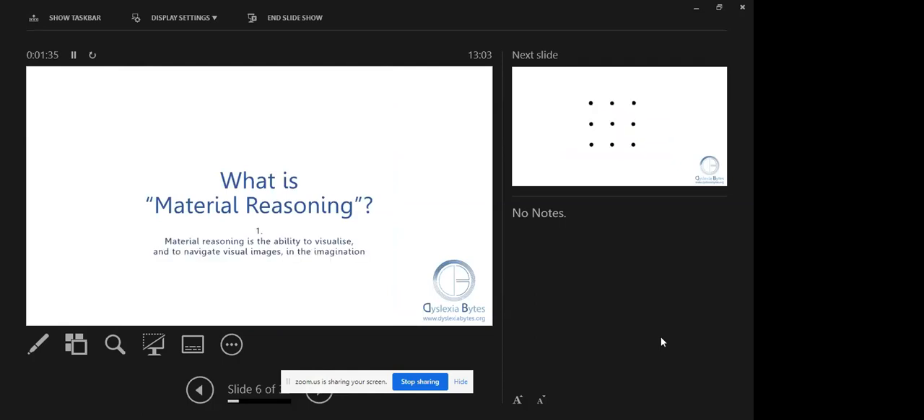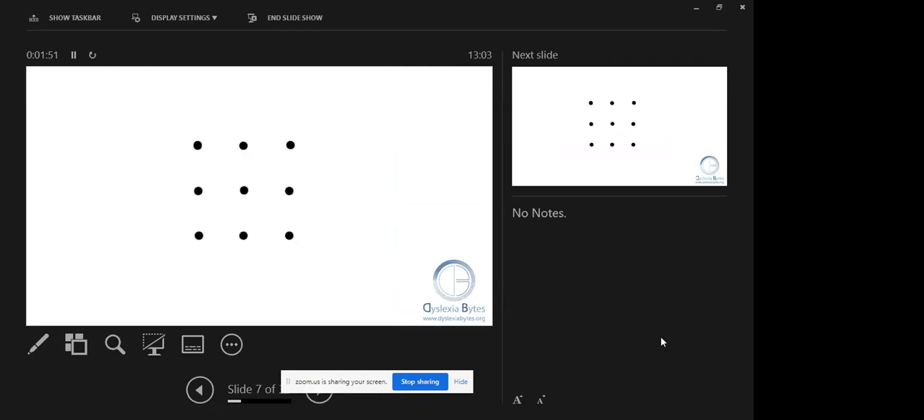The first answer is material reasoning is the ability to visualize and to navigate visual images in the imagination. So I'm going to give you an example of what that means. I'm going to allow you to do a little bit of visual reasoning. I'm going to show you an image of 9 dots. Very, very famous little test, this. If you don't know it, don't worry, but have a go with it anyway.